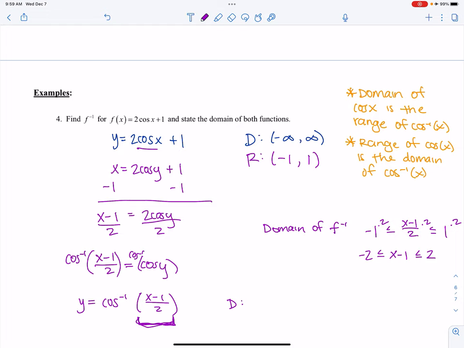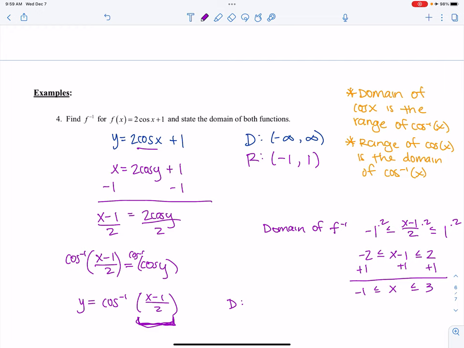Okay, the next step to get x alone is going to be to add 1. So I have to do that on all 3 sections. So this is going to leave us with -2 plus 1 is -1. In the middle, we're left with x. And then over here, we have 2 plus 1 is 3. And this is our domain.